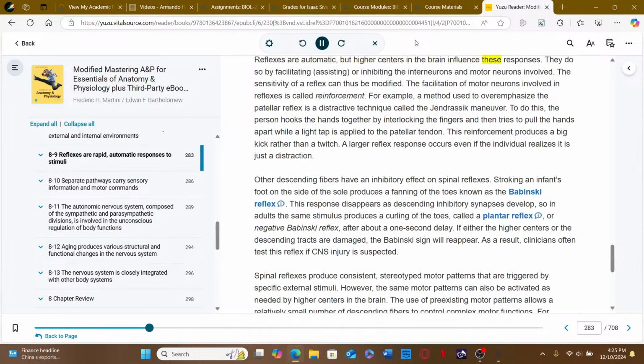Reflexes are automatic, but higher centers in the brain influence these responses. They do so by facilitating, assisting, or inhibiting the interneurons and motor neurons involved. The sensitivity of a reflex can thus be modified. The facilitation of motor neurons involved in reflexes is called reinforcement.